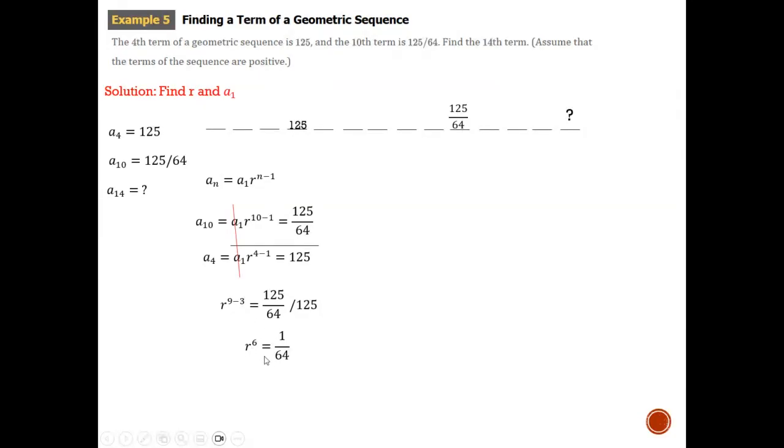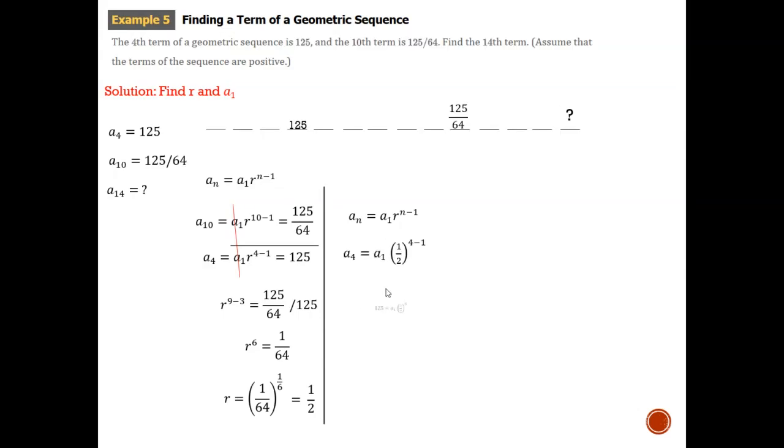How do I find the ratio, get r by itself? I either take the 6th root or take it to the 1/6 power. So again, you would use your calculators. We either take the 6th root or take 1 over 64 to the 1/6 power. And that actually gives us 1/2 for r. So we can use that now in a formula, get a general formula to find a sub 1.